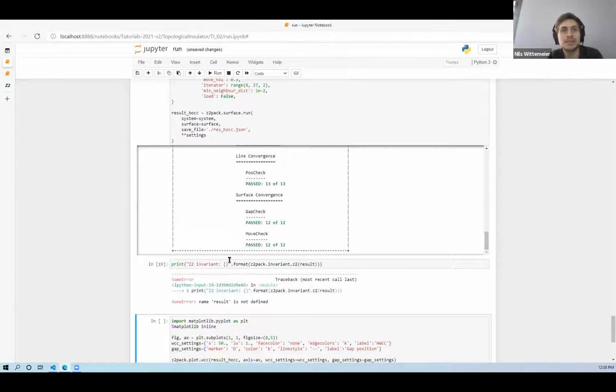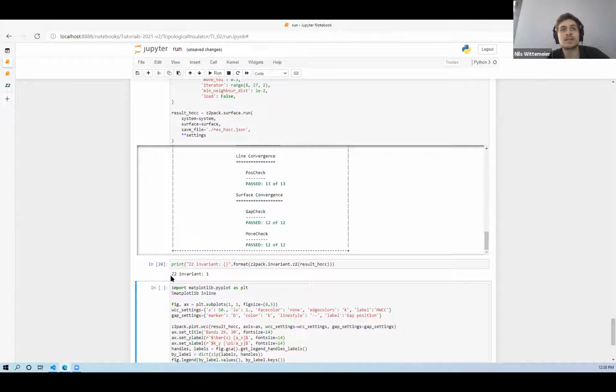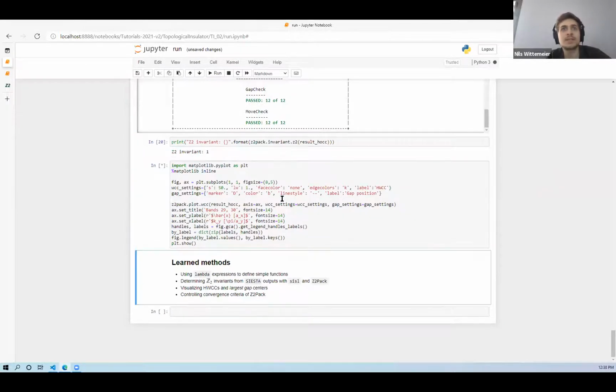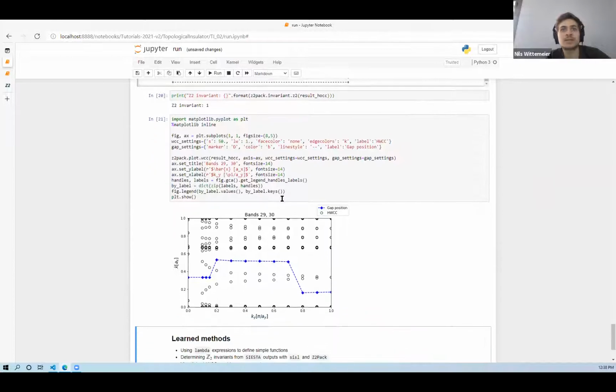And here we see that the Z2 invariant is 1 indeed for the whole system. We can take a look at the charge centers again. Now we have way more here, and they move differently, but that's fine.